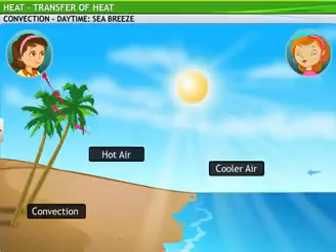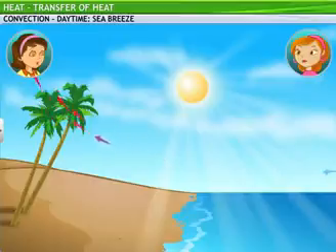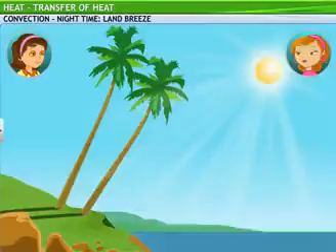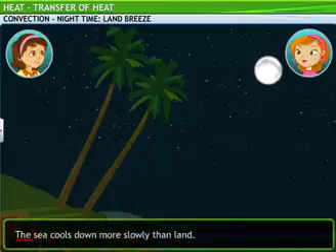Due to this cycle, land near a seashore stays cool throughout the day. This is nature's way of showing us convection. And what happens during the night? At night, the reverse happens. The sea cools down more slowly than land.